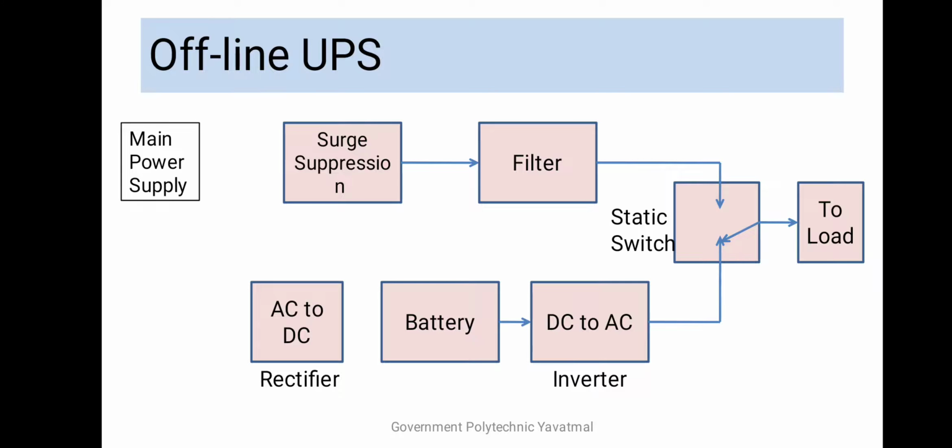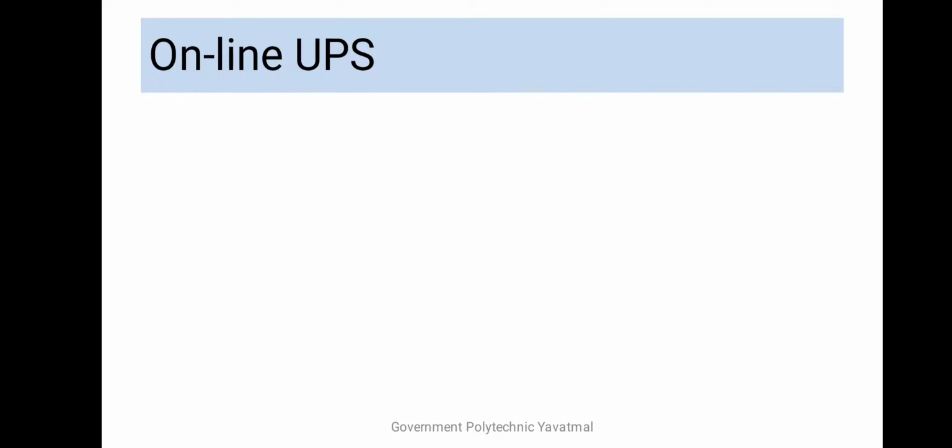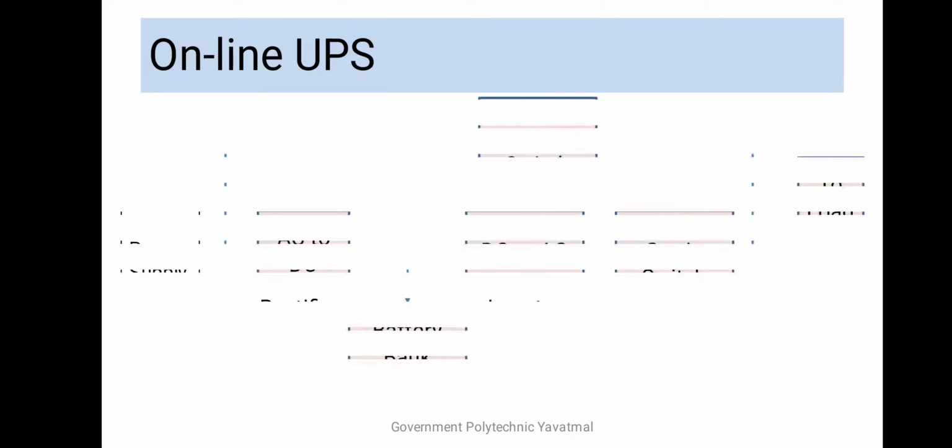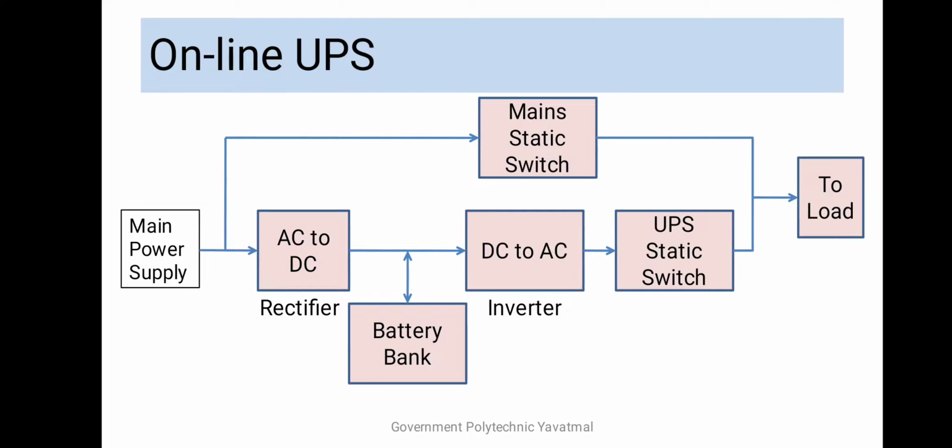Next one, online UPS. Here is the basic block diagram of online UPS. In this, the load is connected to the inverter through the UPS static switch, and it is normally an on switch. It turns off only when the UPS system fails.